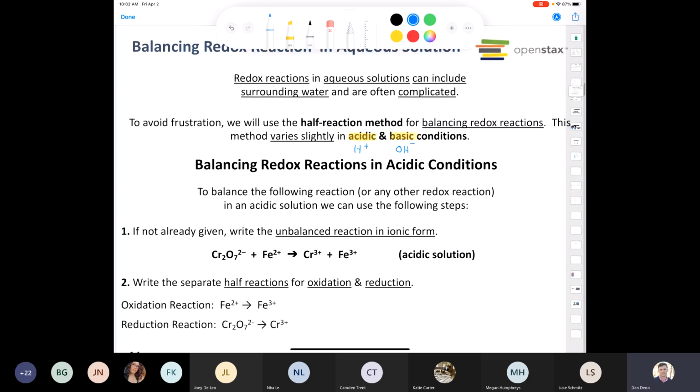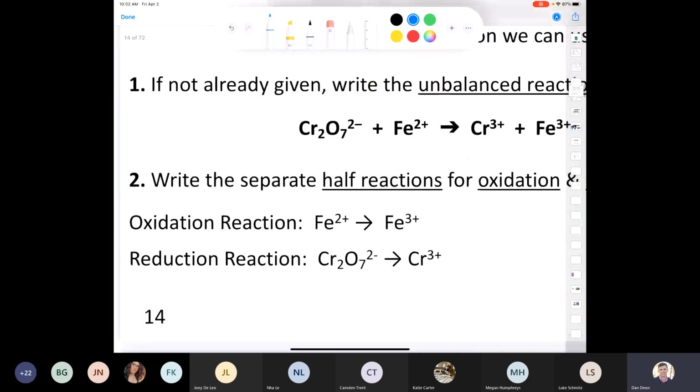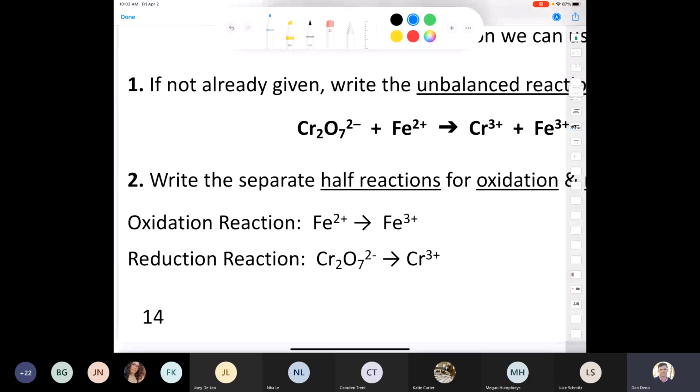The first thing you're going to do is separate the half reactions, the oxidation reaction and the reduction reaction. You can obviously see that this is oxidation of iron 2, because you're going from 2 plus to 3 plus, so it's losing electrons. The next one, you have to be Johnny on the spot with your oxidation numbers. Oxygen is minus 2 times 7, which gives me negative 14. So if I want 2 minus overall, I've got to have plus 12 over here. But there's 2 chromiums, so the chromium is going from plus 6 to plus 3. So it's gaining 3 electrons.